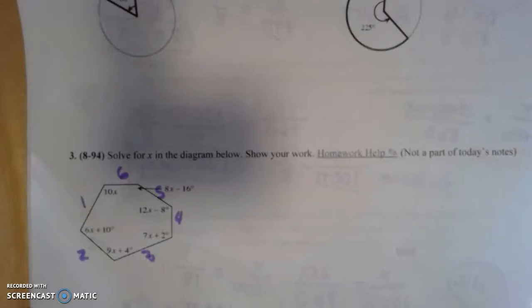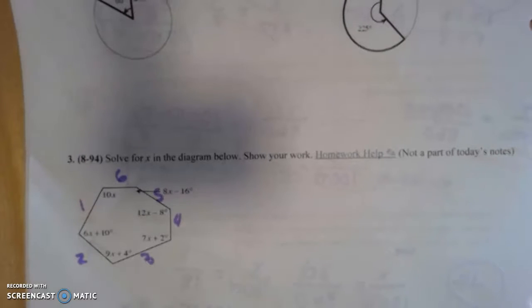Add all the x's together, add all the numbers together, and set it equal to the number of degrees for an interior angle of a 6-sided figure, or a hexagon. You can look that up in your notes from week 13, and you can look in the chart and just see how many degrees it's supposed to be and solve that one.